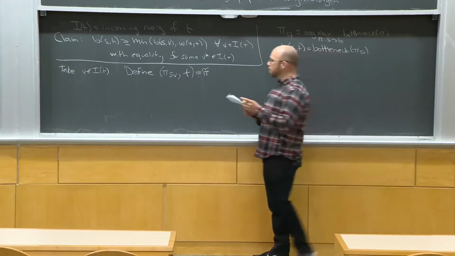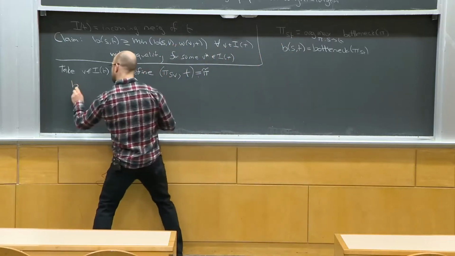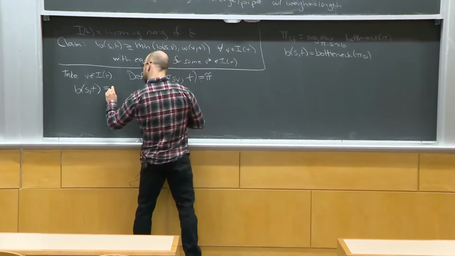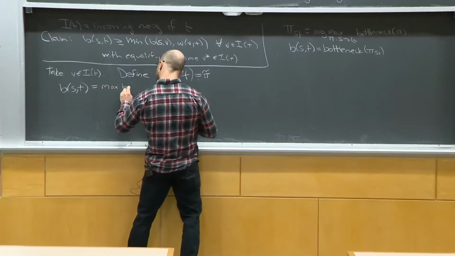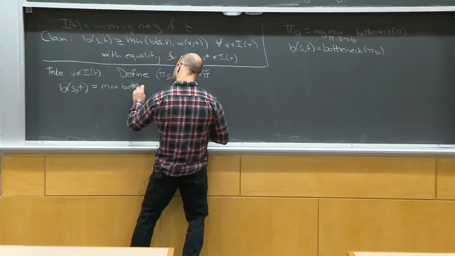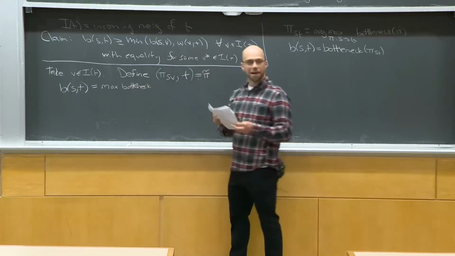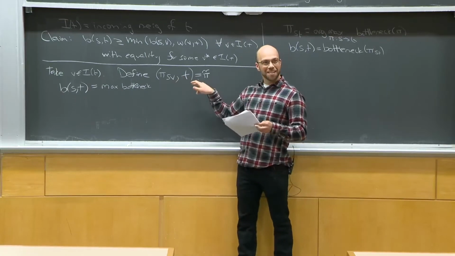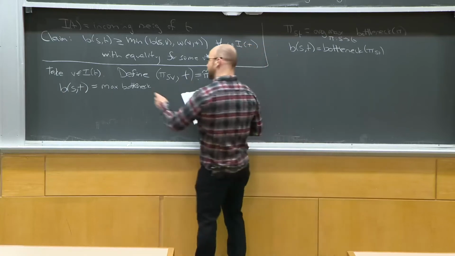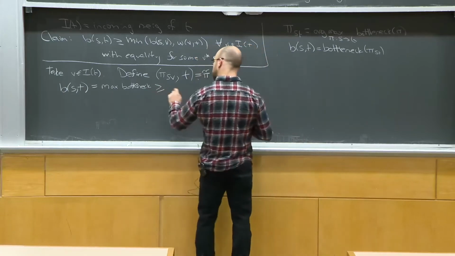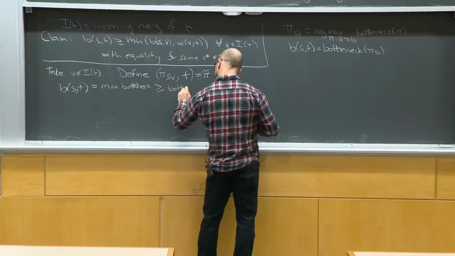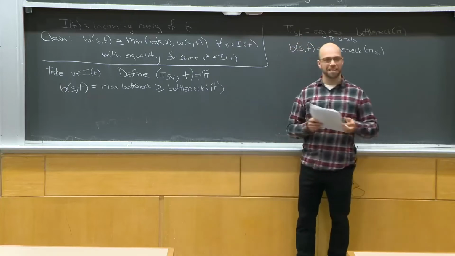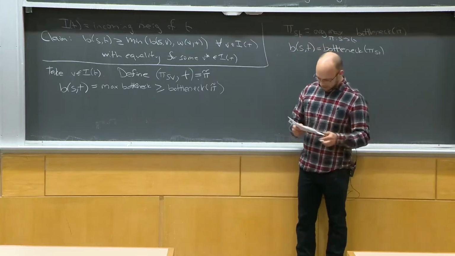Okay, so what do we know? We know that b of s comma t, well, this, by definition, is the max bottleneck of any incoming path going from s to t. This is a path from s to t. Yeah? So because this is the max, it is bigger than or equal to the bottleneck of pi twiddle. Right? That's the nice thing about maxes. They tend to be bigger than other stuff. Okay.